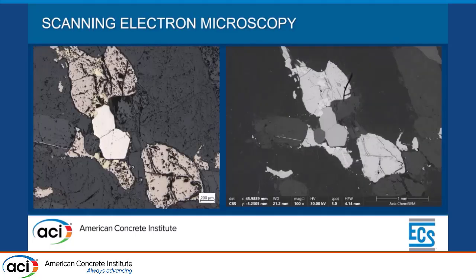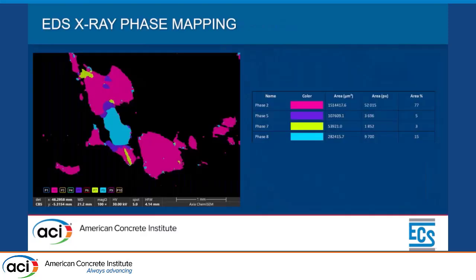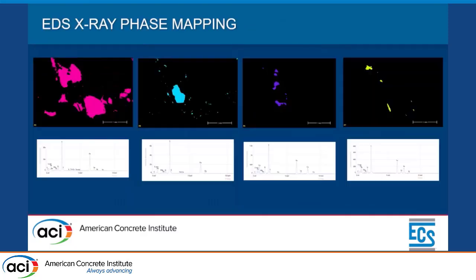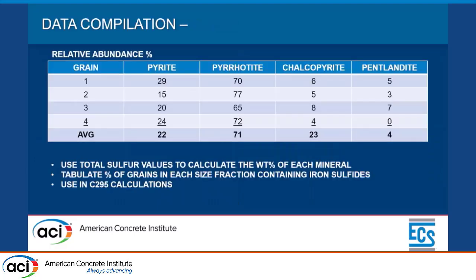This is the second area that we looked at, and I did the same kind of thing. We were able to identify all the different components, and you compile the data. You can take as many points as you want, depending on how robust you want your data set to be, and then you can come up with an average relative abundance of each of the different mineral types. That can then be used for calculating your weight percent of each mineral from your total sulfur.